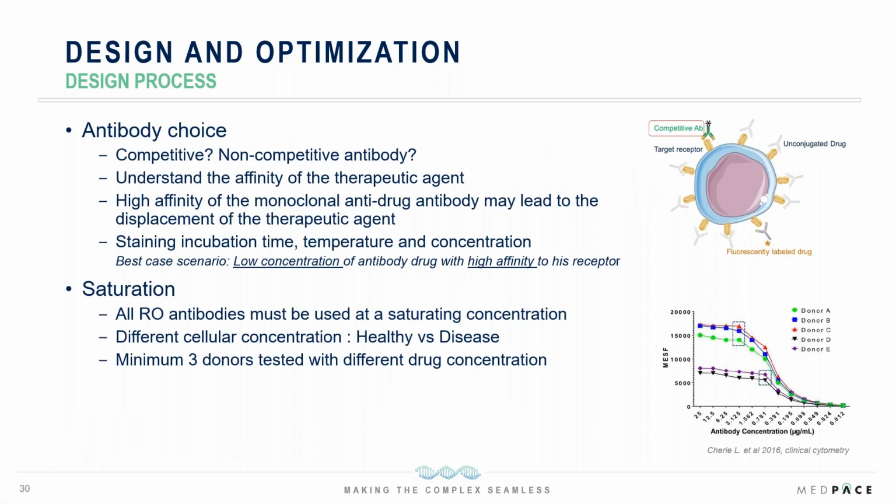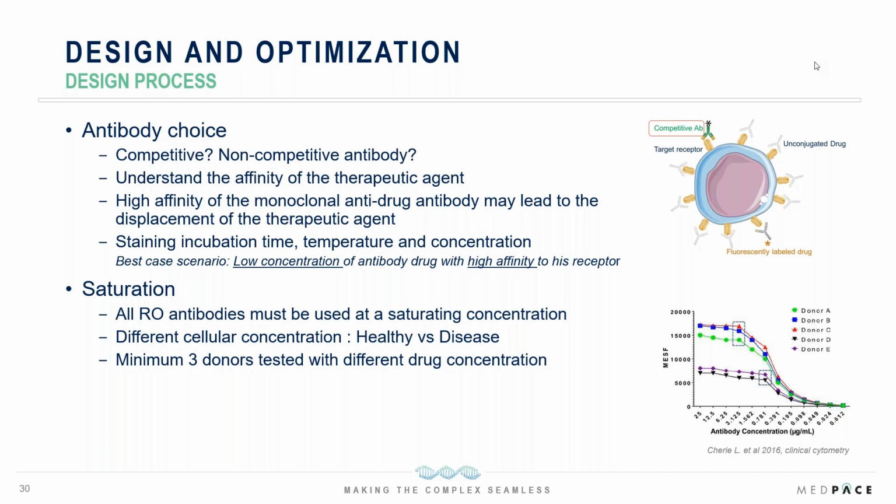So let's talk about the antibody choice. This is really important as we're working in flow cytometry. Once the type of measurement has been selected, you will need as well to identify if you want to use a competitive or non-competitive detection antibody. And this is really important to understand the affinity of the therapeutic agent, because as I explained before, if we choose a monoclonal antibody with a higher affinity, then the drug can induce a displacement of the therapeutic agent, and then we can underestimate the percentage of free receptor. So it's really important to understand this part.